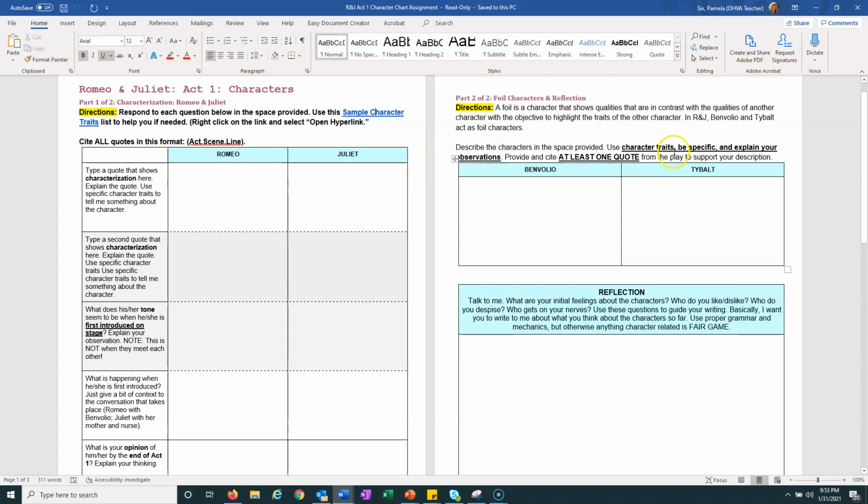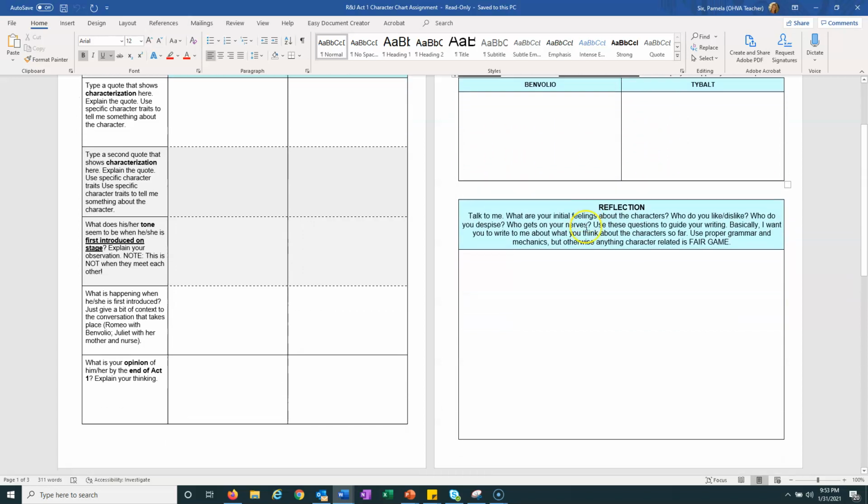You are going to talk about Benvolio and Tybalt's character traits, and you're going to explain your observation. You're going to say what type of person you think they are, and then you have to find a quote that supports your opinion of what you think they are, right? Pretty easy. What do you think about these two? And then you find a quote to support that.